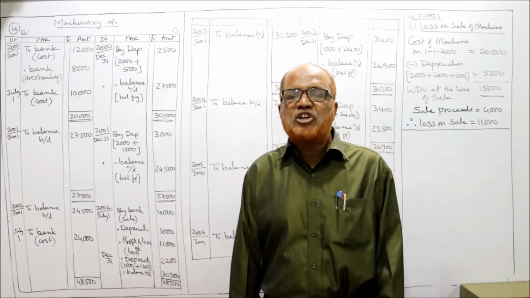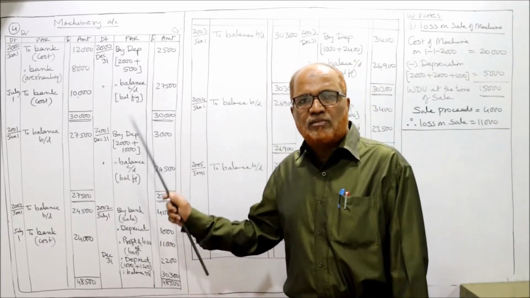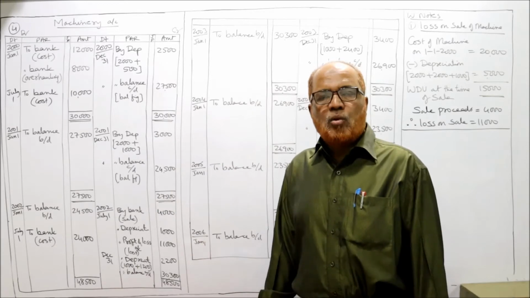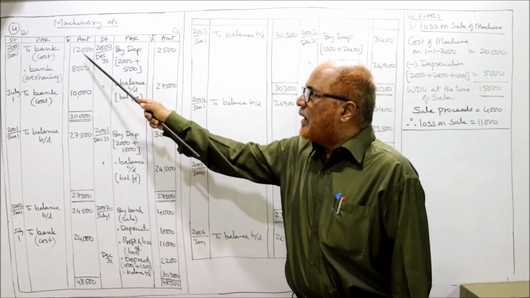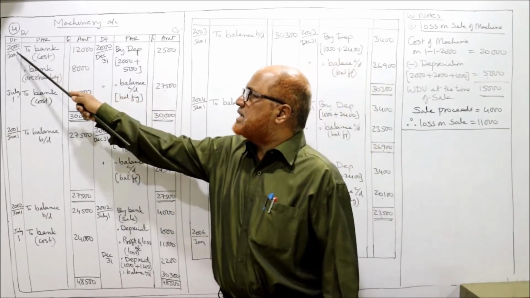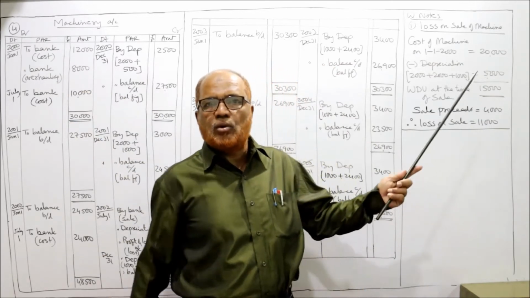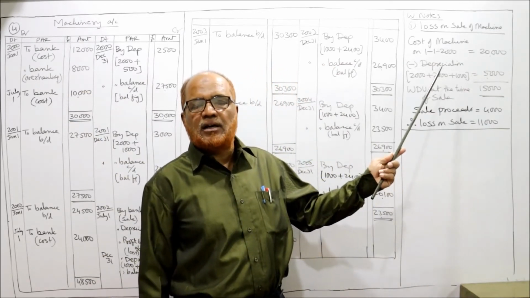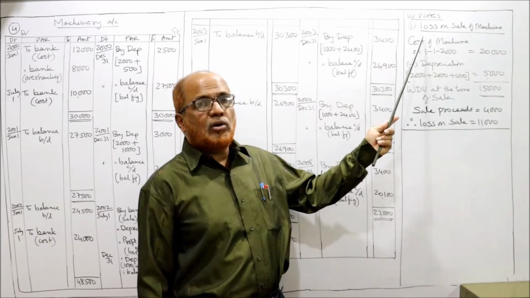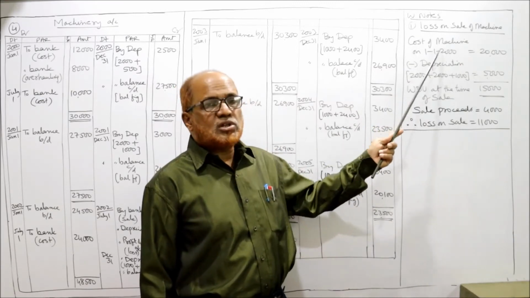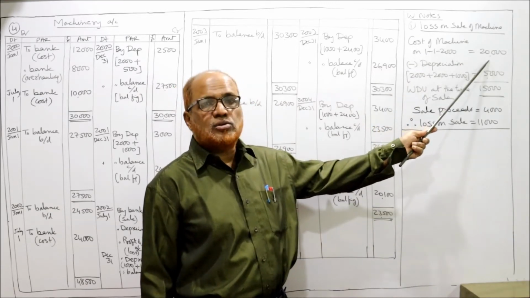So two entries passed. One, sale proceeds, second, depreciation. Now we have to find out the profit or loss for this machine which is sold away. Right? What was the cost of the machine? 20,000 was the cost on 1st January 2000. Here in the working note I have shown you how to calculate the profit or loss. So in the working note you can see loss on sale of machine. Cost of the machine on 1st January 2000, 20,000.